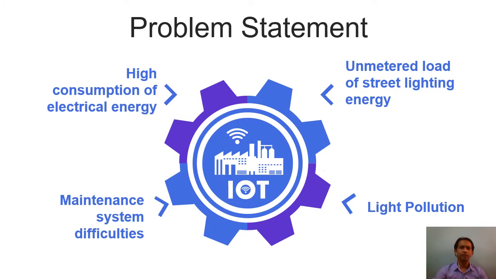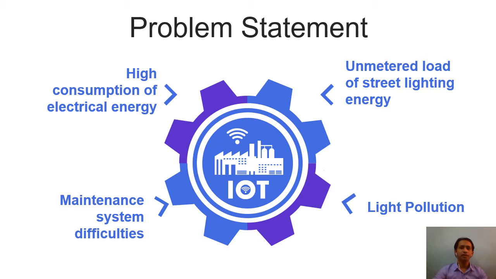This is my problem statement. The first, without any doubt, is the high consumption. A high consumption means a high amount of generated energy, which in turn translates into a high level of noxious emission. Secondly, billing of street lighting energy consumption. Another name of street lighting is unmetered load.